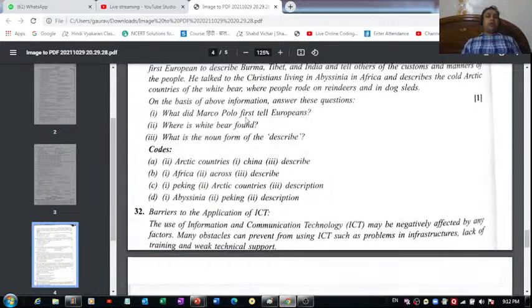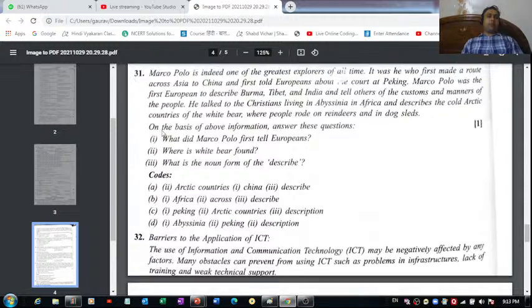What did Marco Polo first tell Europeans? I think we have to match these three points with these. We have to find out the correct match. So, what did Marco Polo first tell Europeans about? Yes, of course, he told about Peking, right? This is the only one which starts with Peking. So, part C is the correct option for question number 31.